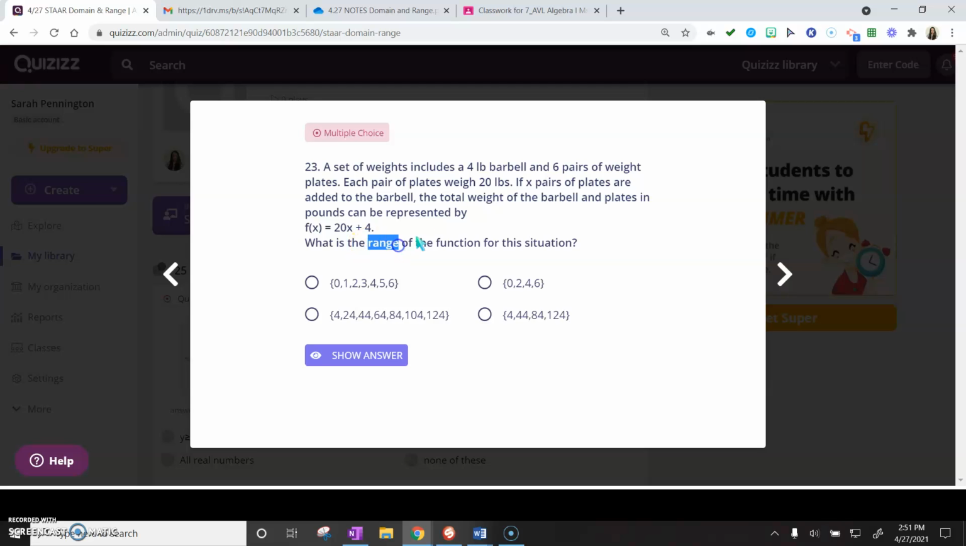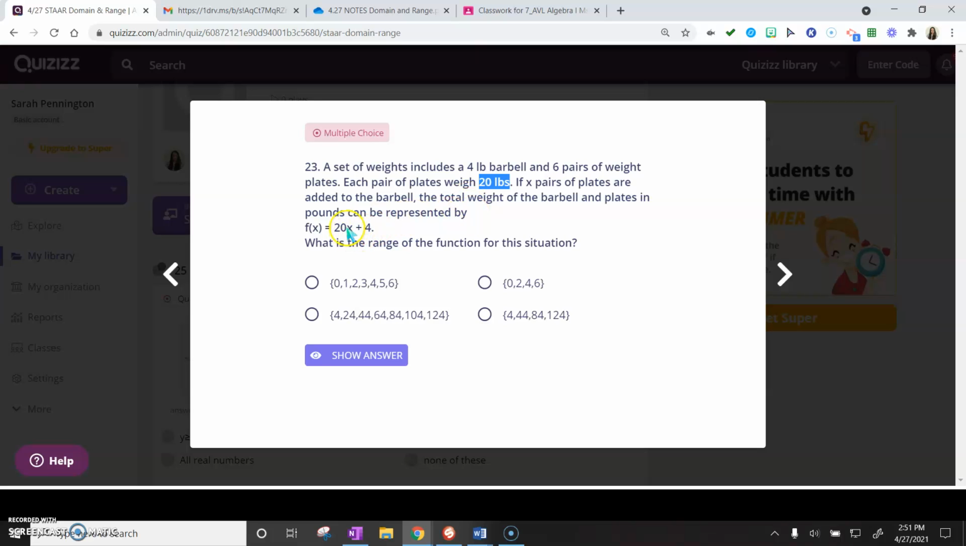The range means I need to plug in. It says a set of weights includes 4-pound barbells and 6 pairs of weight plates. Each pair of plates weighs 20 pounds. If x pairs of plates are added to the barbell, the total weight can be represented by this. So that means I can put up to 6 pairs of weights on here. Each of these plates that I'm putting on is 20 pounds. So I'm going to plug in a 20.